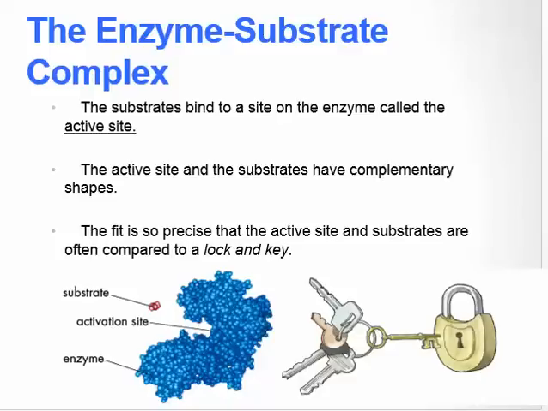So in the enzyme, the substrate binds to a site on the enzyme called the active site. And the site has a complementary shape to the substrate. Remember, the substrates are the reactants. And this theory is called the lock and key theory. It's kind of like a lock will only be opened with one key. The same thing with the substrates. They will only fit in one certain active site.